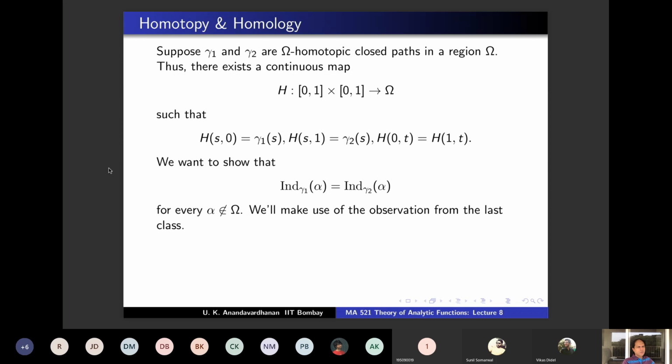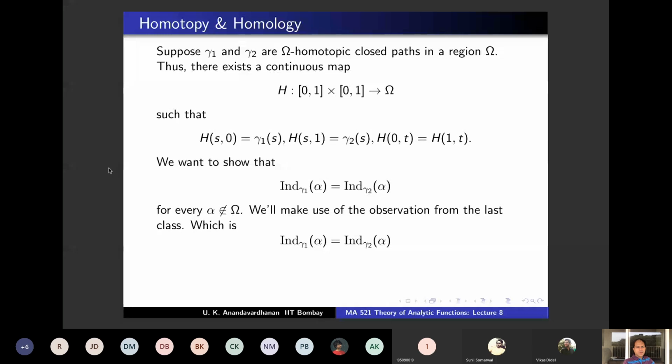So suppose you have constructed some number of curves, alpha, beta 1, beta 2, etc. up to gamma 2. Then from gamma 1 to beta 1 indices are same, from beta 1 to beta 2 indices are same, etc. Beta n to gamma 2 indices are same. So you can pass on this information at each step and prove this result. So it's a basic idea. It's an easy enough idea. We will execute this.